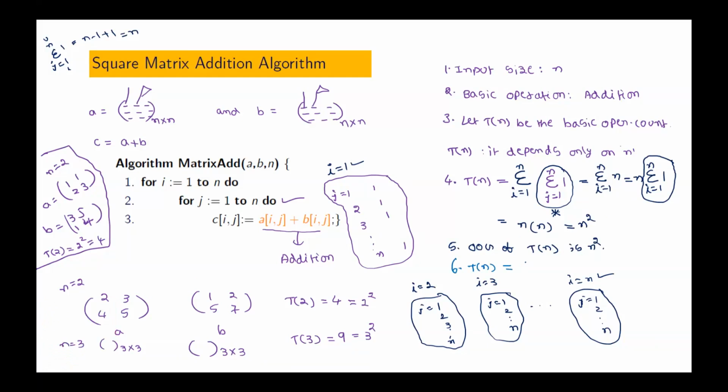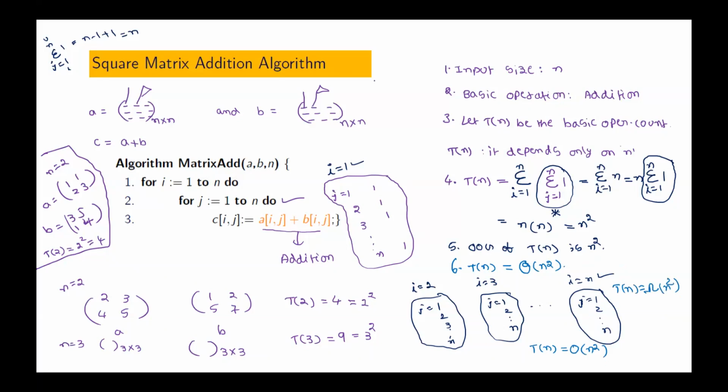Say T of n, can we write it as theta of n square? Yes, sir. Is that correct or not? Correct. Instead of this, is it possible to write T of n as big O of n square? That is also correct. Okay. If we want, is it possible to write it as big omega of n square? Yes, that is also correct.